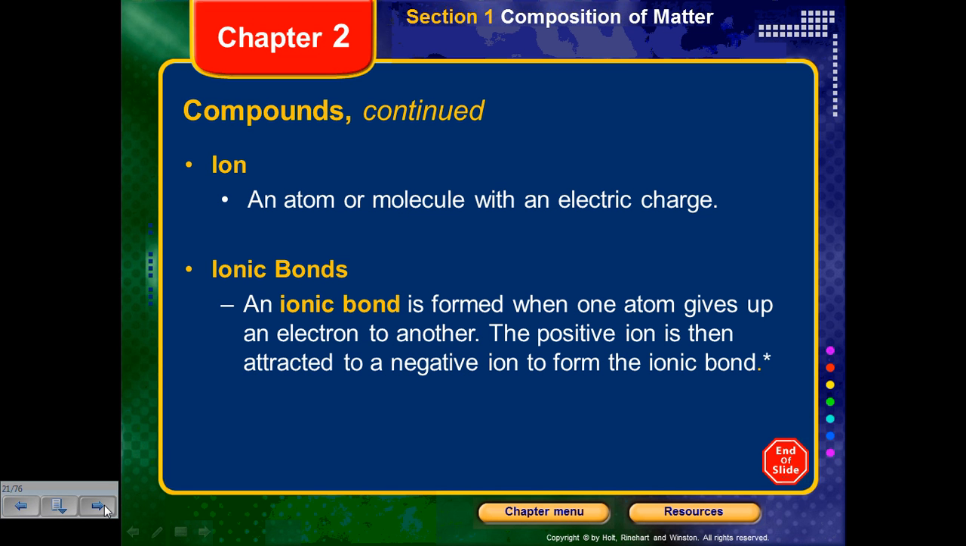Okay, so an ion is an atom or molecule that has an electric charge. So up until now, we said that our atoms had the exact same number of protons and electrons, right? The same number of positives and the same number of negatives. Well, what's going to happen with an ionic bond is all of a sudden we're not going to have the same number anymore because one of those atoms is going to give away an electron. And therefore, no longer will it have the same amount. Okay, so an ionic bond is formed when one atom gives up an electron to another, I should say, sorry.